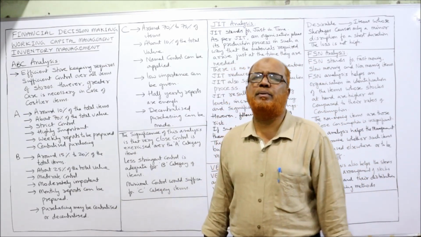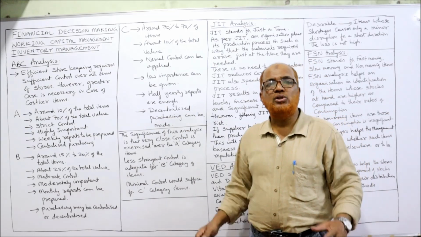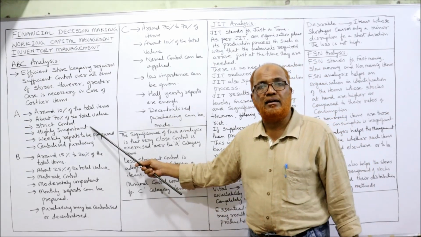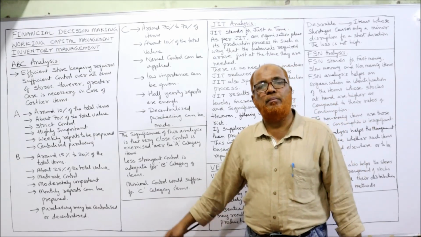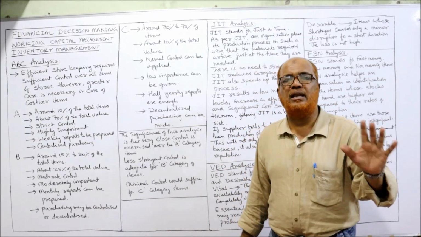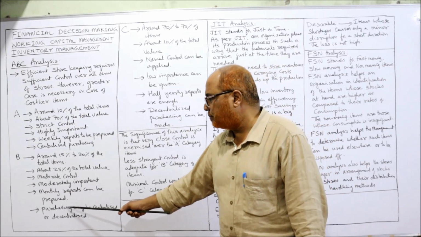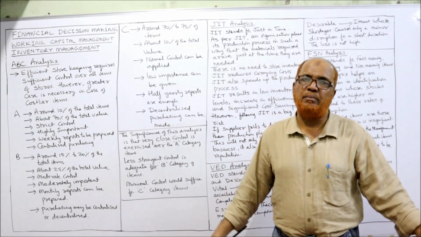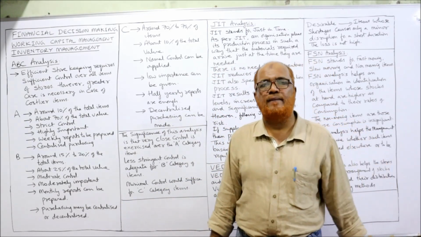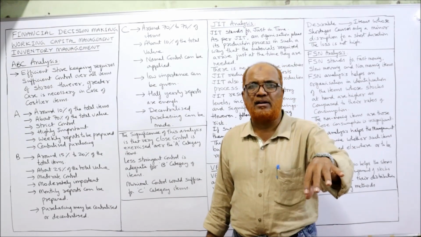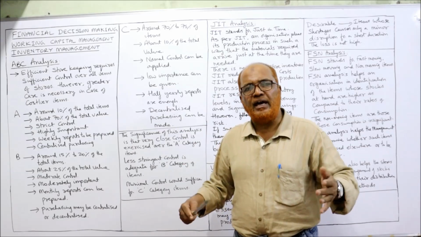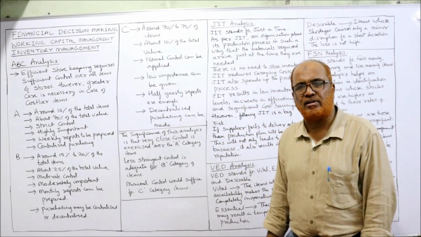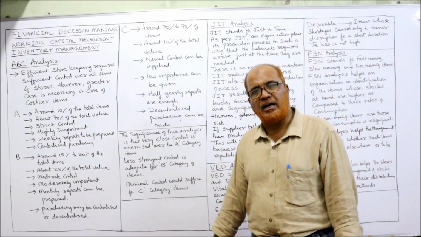Then a monthly report can be prepared, because the cost is not as high as A. For A category items, a weekly report should be prepared, but for B category items, a monthly report will be sufficient. Then purchasing may be centralized or decentralized depending on the situation. It is not compulsory to be completely centralized or completely decentralized. So we can have any type of purchasing, centralized or decentralized. This is regarding B category.